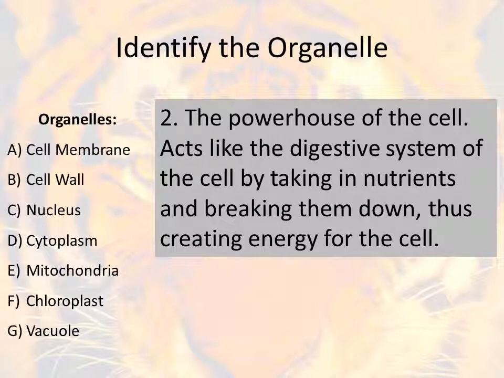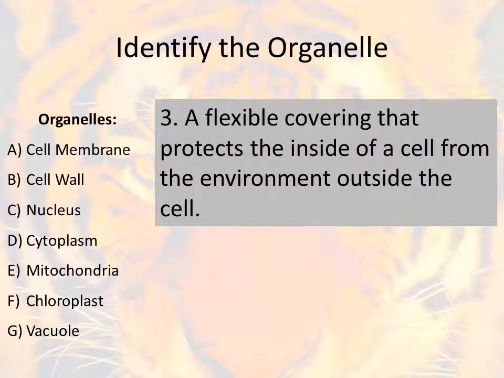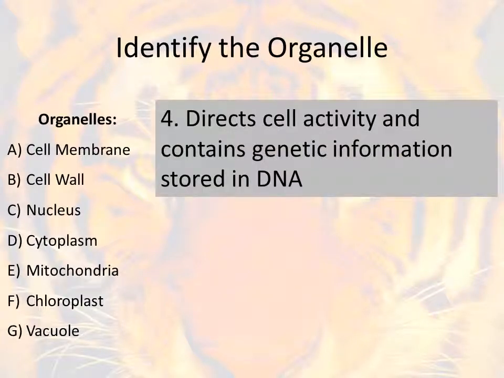Number 2, the powerhouse of the cell, acts like the digestive system of the cell by taking in nutrients and breaking them down, thus creating energy for this cell. So on your notes, write number 2 next to the correct letter for the right organelle. Number 3, a flexible covering that protects the inside of a cell from the environment outside the cell. Number 4, directs cell activity and contains genetic information stored in DNA.